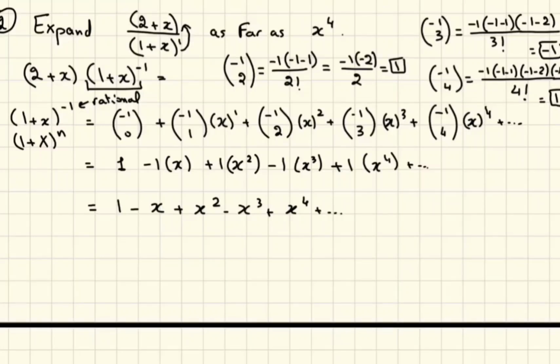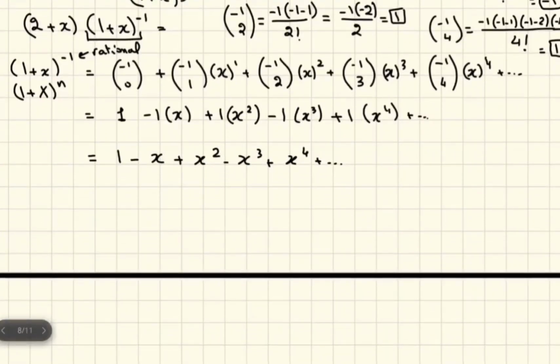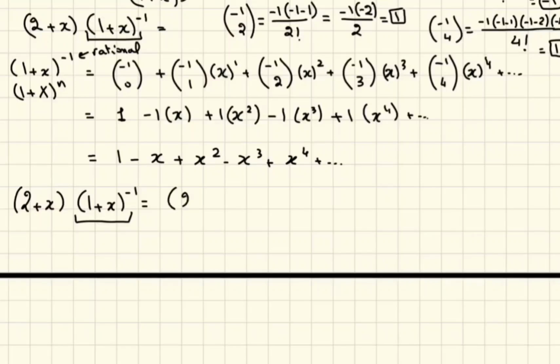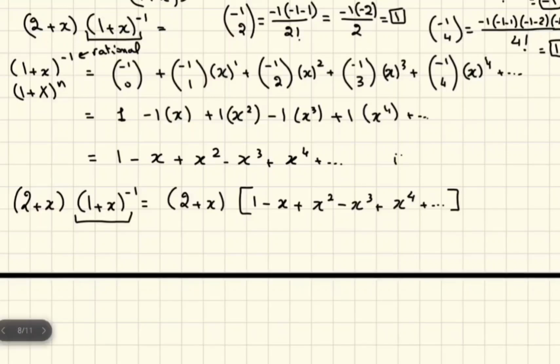Now we should not stop here, because my aim is to expand (2 plus x) over (1 plus x) exponent 1, and we rewrote it as 2 plus x multiplied by (1 plus x) exponent negative 1. So I will write now 2 plus x, (1 plus x) exponent negative 1. Now I'm going to remove this and write the expansion we got: 1 minus x plus x squared minus x cubed plus x exponent 4, and so on.